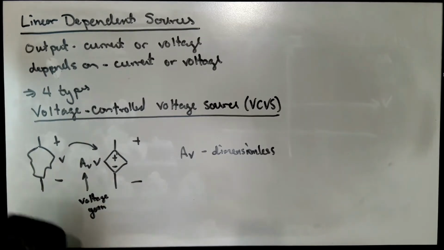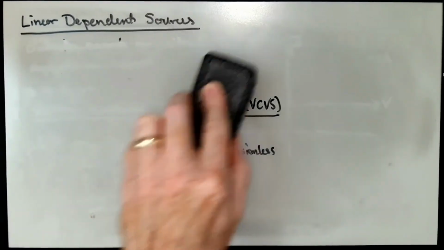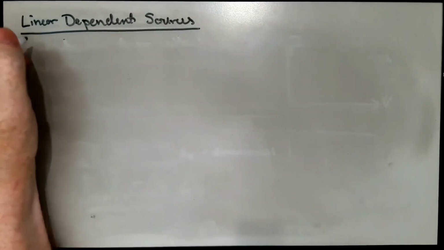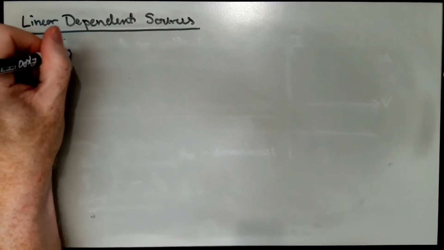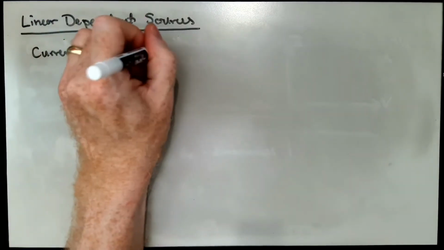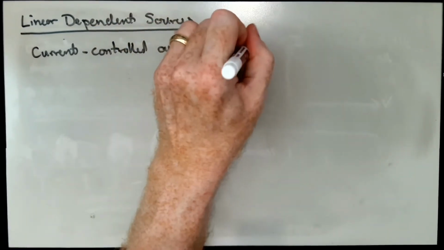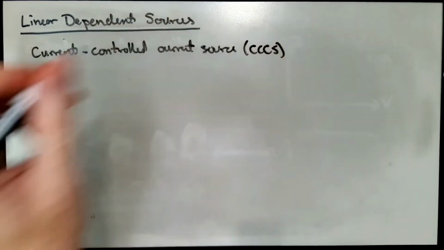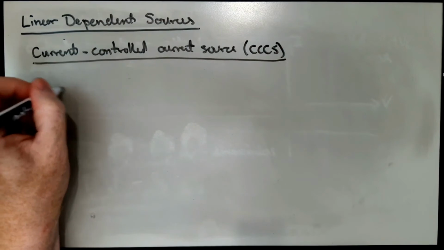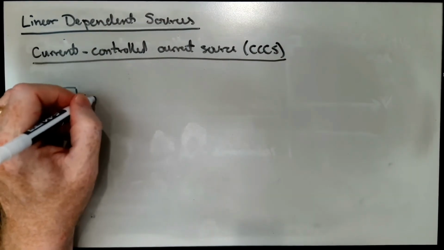Okay, our second type is going to be a current-controlled current source, CCCS. So in this case, there's some branch in the circuit someplace with some current flowing through it. Let's say it's I.